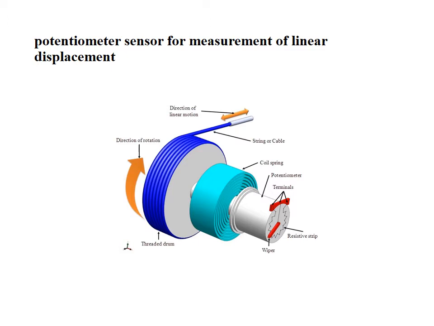In a potentiometer sensor, this is how linear displacement is converted to rotary movement to measure the resistance. This is the linear movement, this is the direction of rotation, and it acts against the coil spring. This linear movement is translated into rotary movement, and here you measure the resistance in the resistive strip.